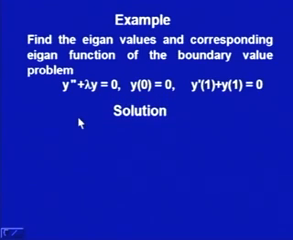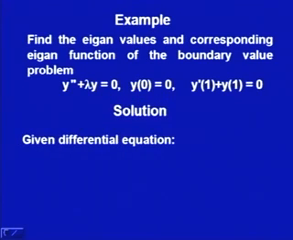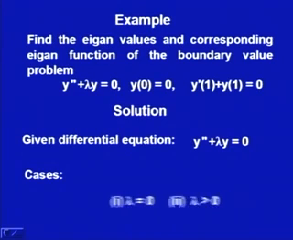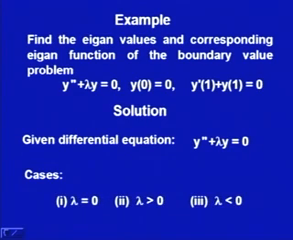Again we see the differential equation is y double dash plus lambda y is equal to 0. We will again see the cases, because the value of lambda would make our general solution different. So, again we will take those 3 cases: lambda is 0, lambda positive and lambda negative. Let us discuss these 3 cases one by one. First, the case lambda is equal to 0.